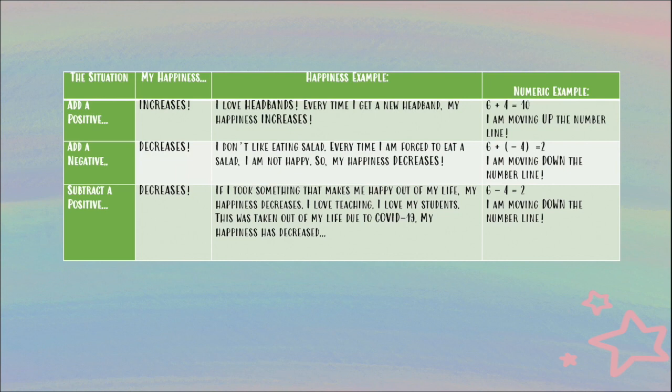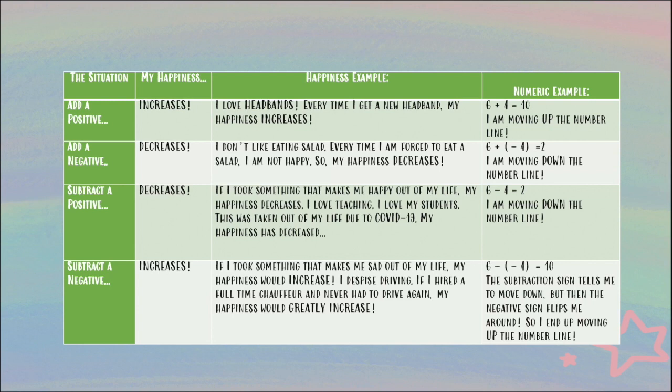Then when we add a negative, numerically we know that that's going to make our value decrease. Well, it would also make my happiness decrease, right? I think you all know how much I don't like eating salad. And every time I eat salad, I pretend that it's chips. But when I'm forced to eat a salad, my happiness decreases. I can't taste anything. I'm not happy eating the salad. My happiness is decreasing. So whenever I add something negative to my life, something that I don't like doing, I'm not as happy, right? That happiness meter is going down, and that's the same thing with integers. If you add a negative number, you're going to move down that number line. You're going to decrease in value.